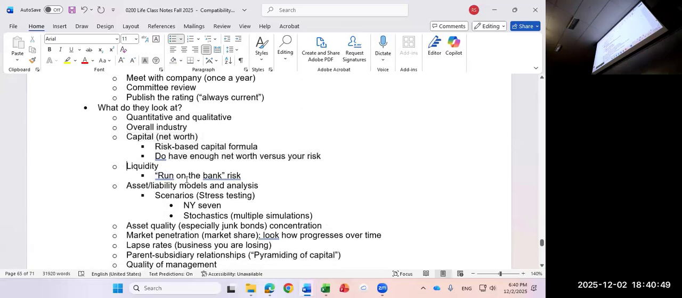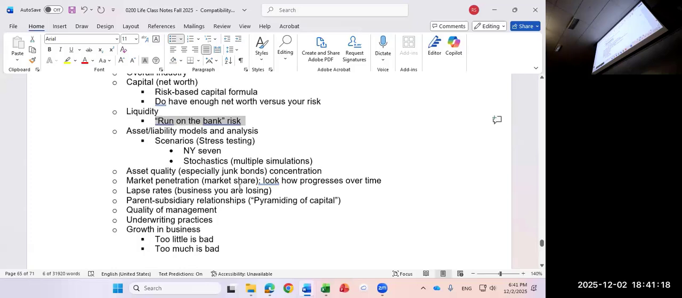They look at liquidity because there are runs on life insurance companies. We haven't seen one in a while, but there have been some articles here recently, especially about Japanese life insurance companies. Japanese life insurance companies like to buy US assets, which means if the yen strengthens, they're in a lot of trouble. And so that's a huge risk. So they look at that. What's the risk? We saw a run on the bank with Silicon Valley Bank. It has happened with life insurance companies. It's much rarer than with banks, but it can happen.